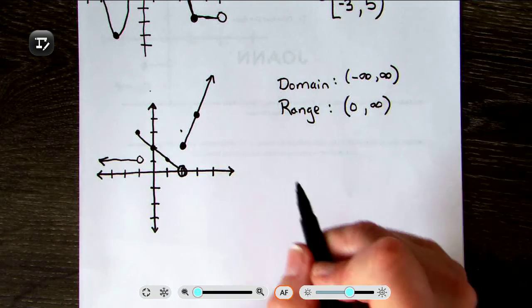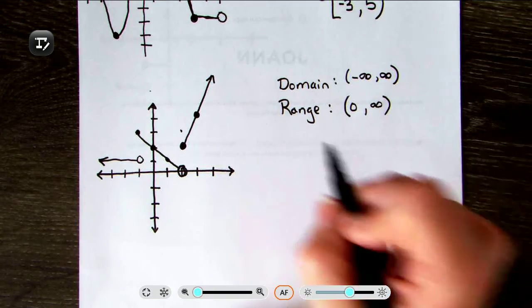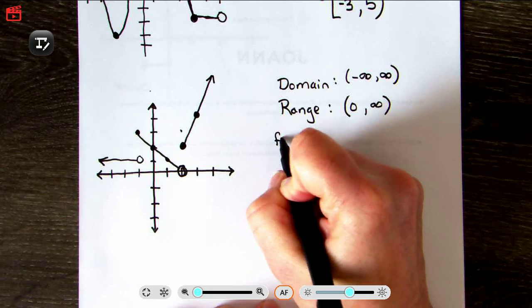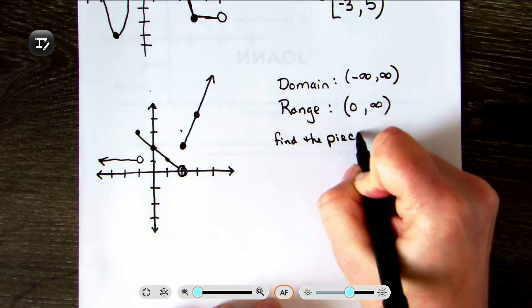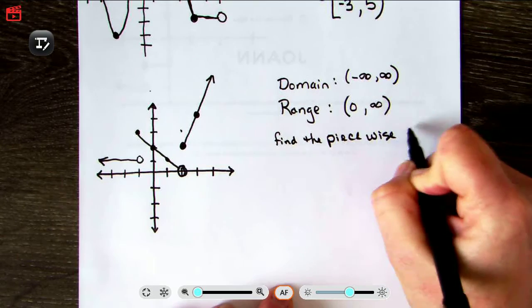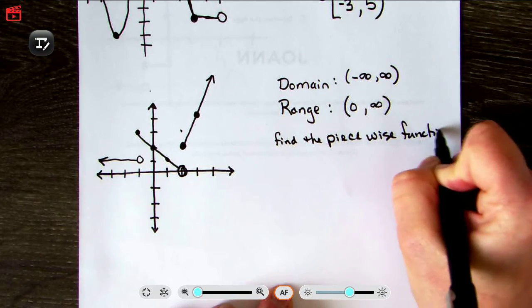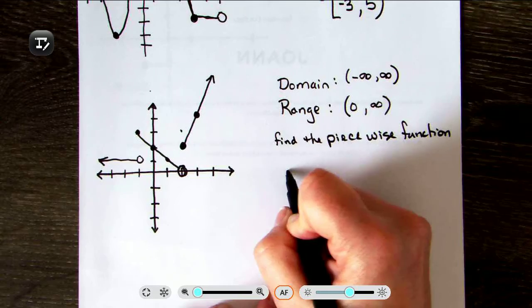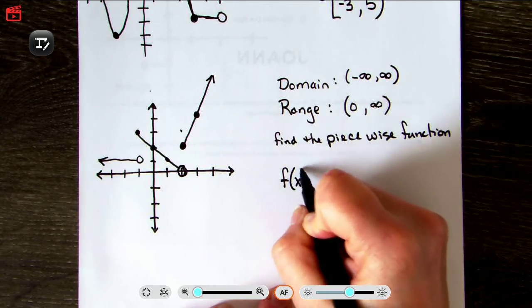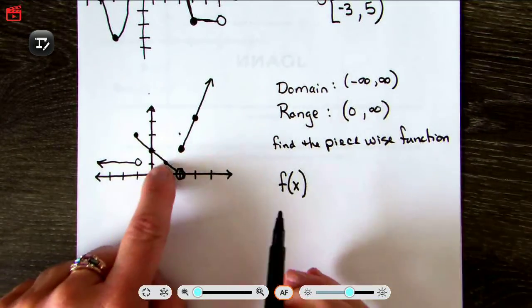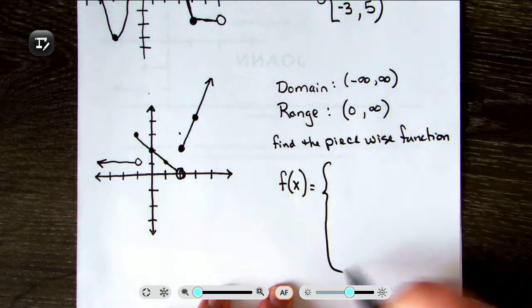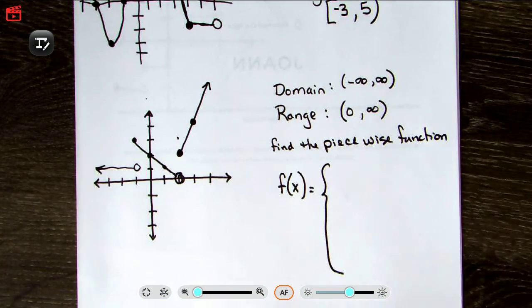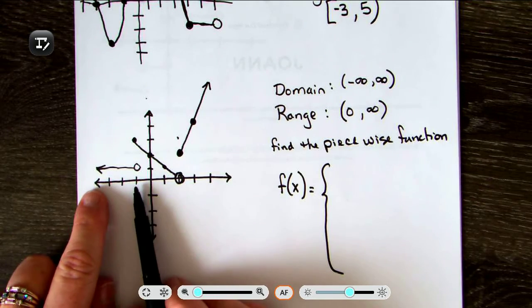And now we're actually going to come up with an equation for this one. So we're going to find the formula, or find the piecewise function. I don't care what we call it, so let's just call it f, because that is the most common. And we have 3 pieces of our function. So I'm going to have 3 different pieces. I'm going to have this one.